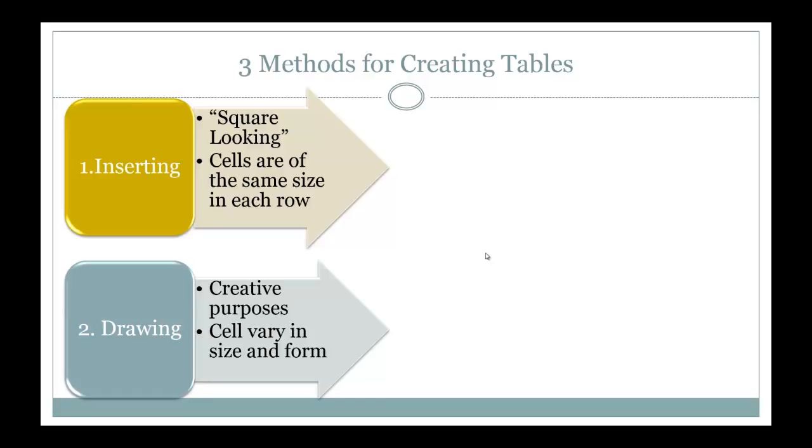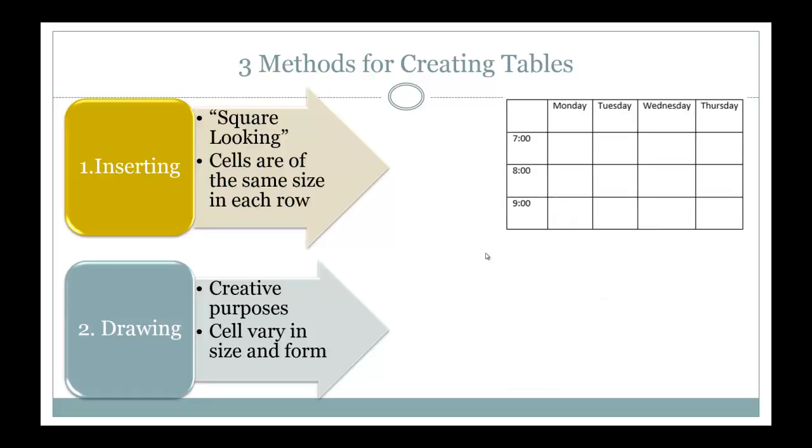There are three methods for creating tables. The first method is inserting a simple table. When you insert a table, it gives you basically a square-looking table. All the cells are the same size and each row is the same size. So it's just a nice, simple grid table.